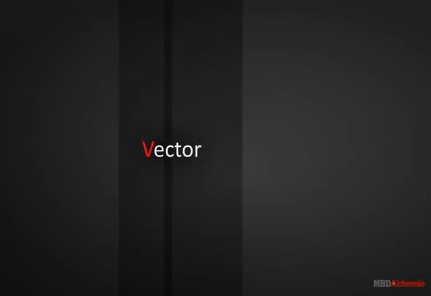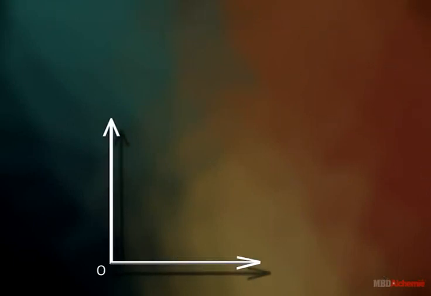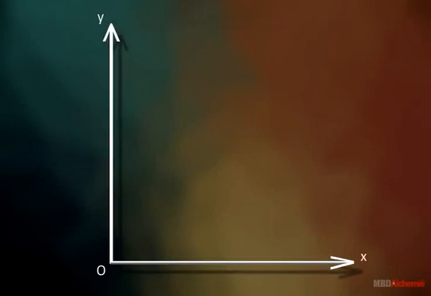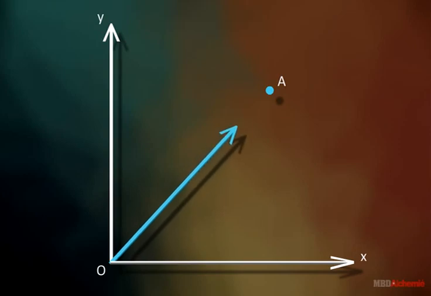Vector. In order to depict the position of an object in a plane, a suitable reference point can be chosen, such as origin O in the Cartesian coordinate system. Consider point A as the initial position of an object at time t in xy plane. Join point A with the origin O with a straight line having an arrowhead at point A.